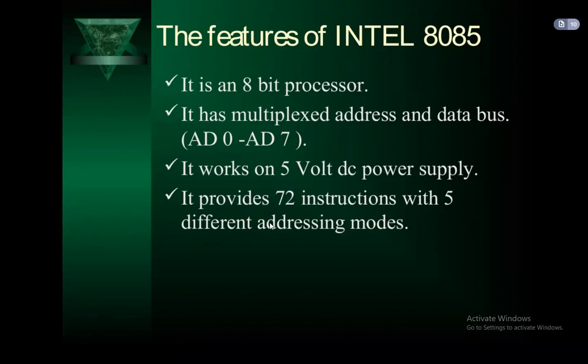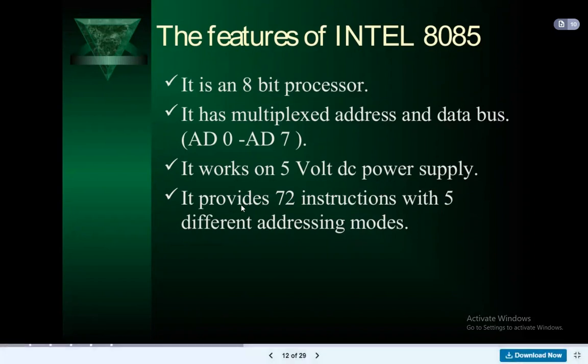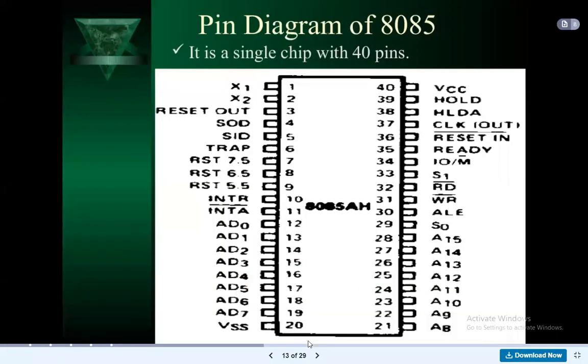So what are the main features of 8085? The first feature is that it is an 8-bit processor. The second is that it has a total of 8 address lines, AD0 to AD7, and it works on a 5-volt power supply. It provides a total of 72 instructions with 5 different addressing modes. You will study the addressing modes in the second unit, like register addressing mode and indirect register addressing mode. These are the main 5 features of 8085.